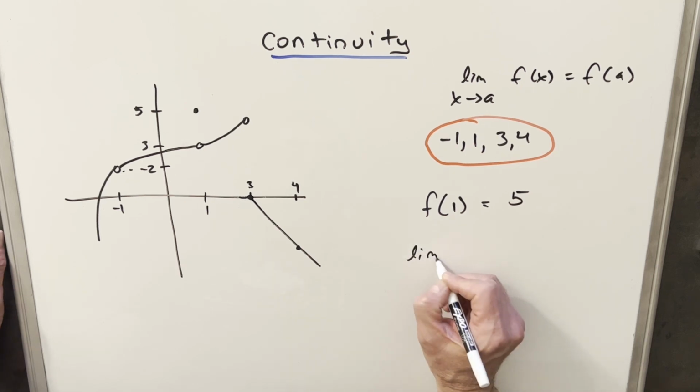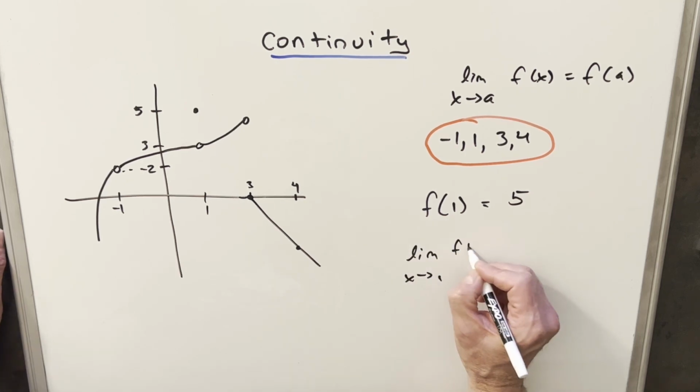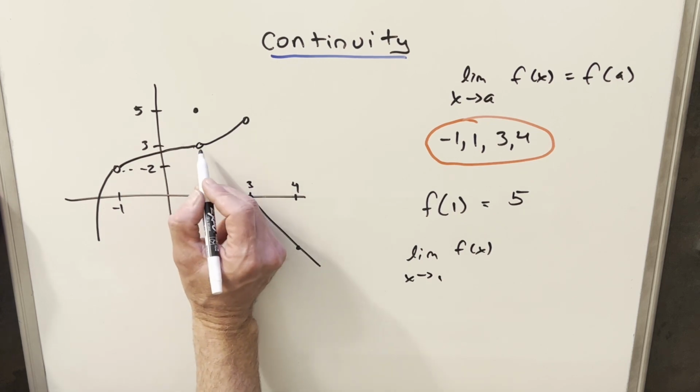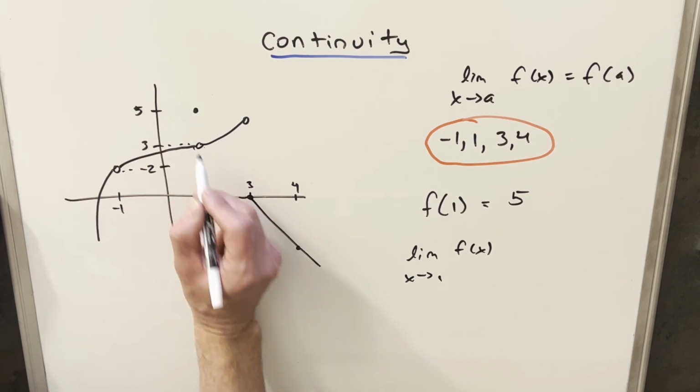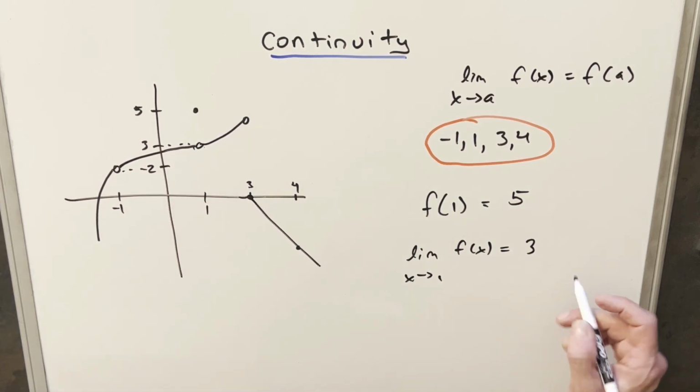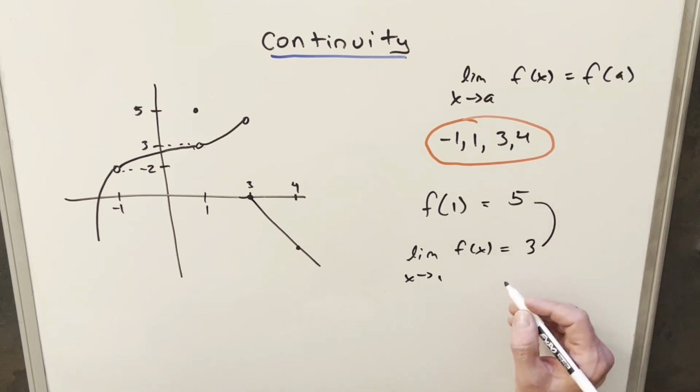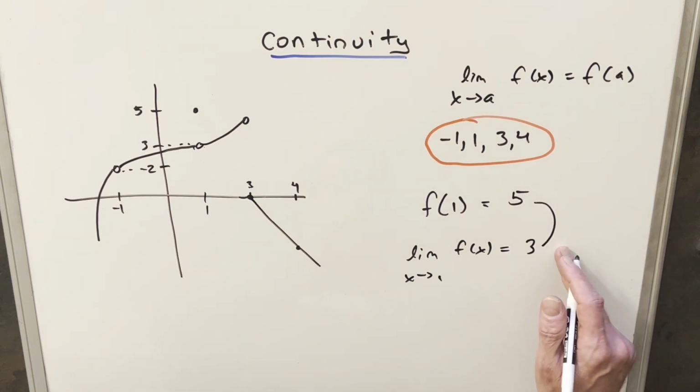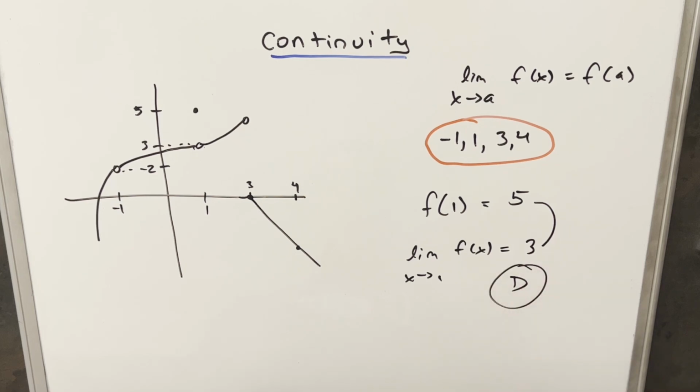And then for our limit as x approaches 1, so just kind of eyeballing the limit at x equals 1 on the left and right, this looks like it's about 3. So we'll say this value is 3, but 3 is not equal to 5. So at x equals 1, we're going to say again, this is going to be discontinuous.